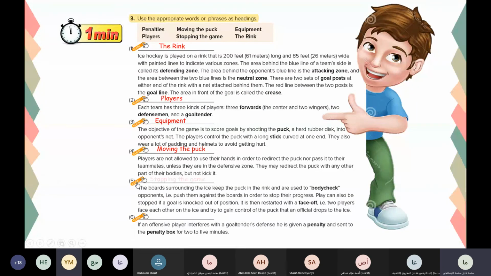Yes, teacher. Here we have the stopping the game. The rule of stopping the game. Read about it, please.